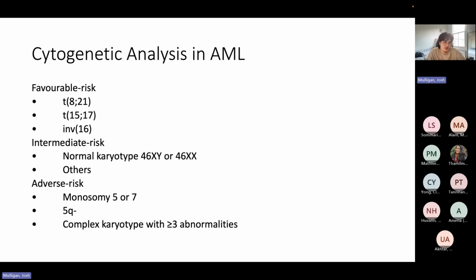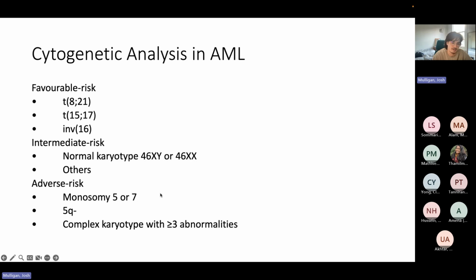So, in all honesty, I don't really remember a lot of the specific details coming up. It's very detailed stuff here, but you can stratify the risk of AML based on these chromosomal abnormalities. If you see translocation 8 and 21, or inversion chromosome 16, you might think, okay, this patient's got a better prognosis.